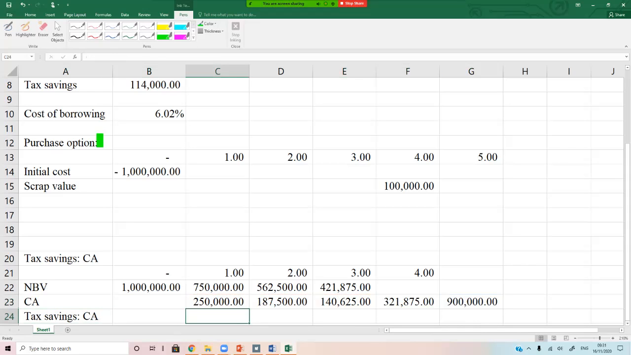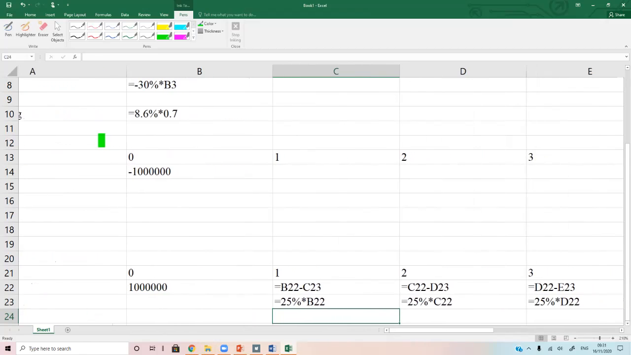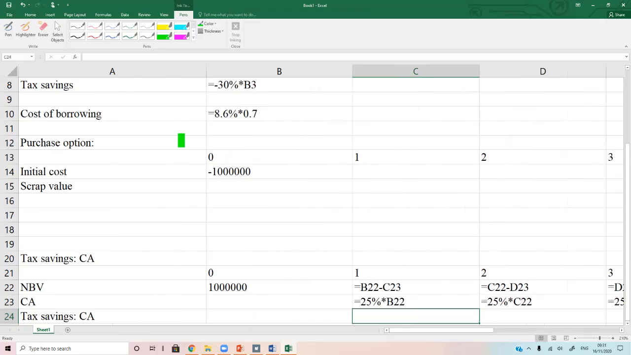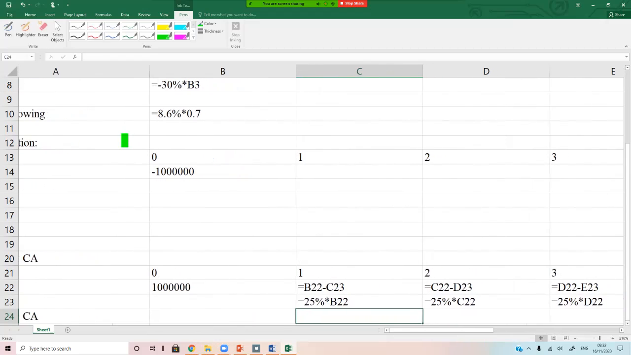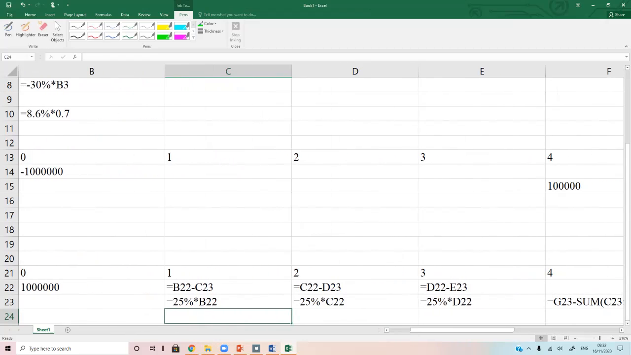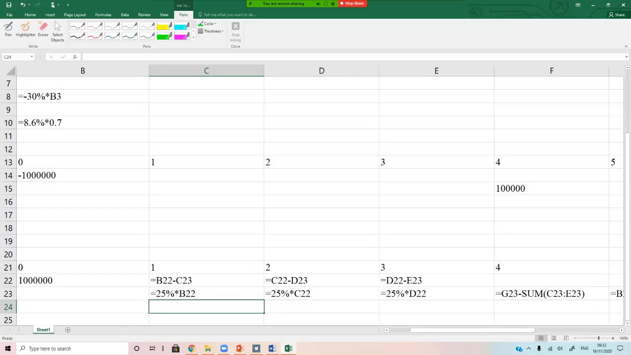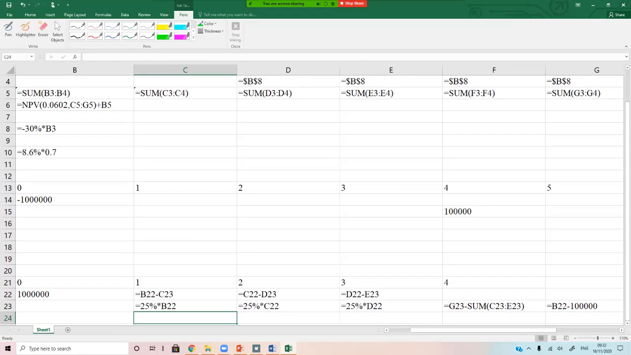Brian, are you okay? Could you please show the workings again? Yeah, like for year 1. That's for year 1: 25% of the net book value at the beginning of the year, which is year 0. Clear, Nafisa? Nafisa is clear? Okay, it's clear now. Great. Thank you.